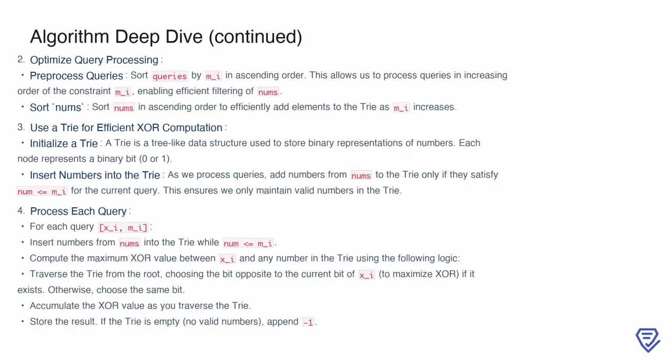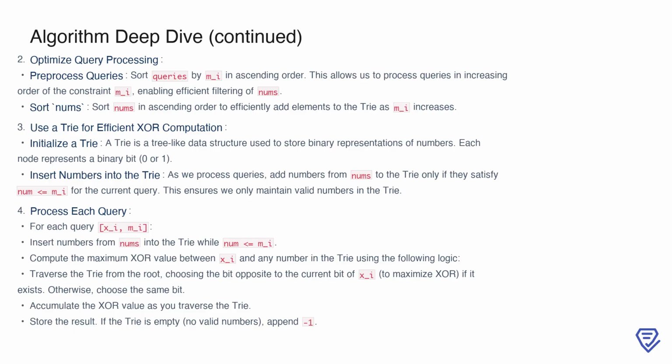Additionally, we sort nums in ascending order, which makes it easier to add numbers to the tree as the constraint m_i increases. The tree is a data structure that stores binary representations of numbers, making XOR computations highly efficient. As we process each query, we only insert numbers from nums into the tree if they satisfy the condition number <= m_i. This incremental filtering ensures we always maintain a set of valid numbers for the current query.